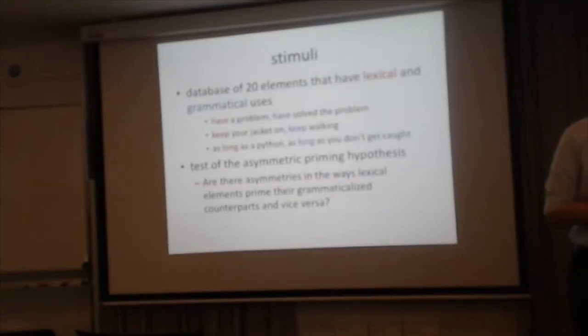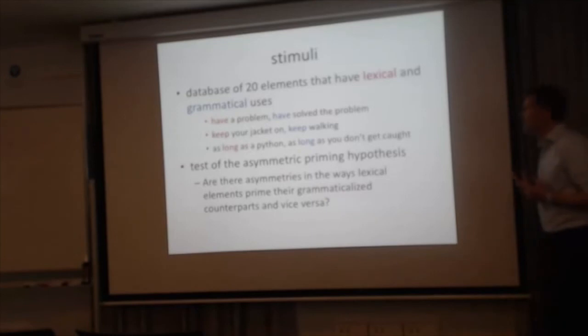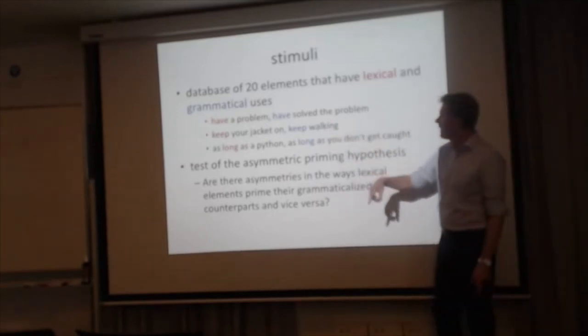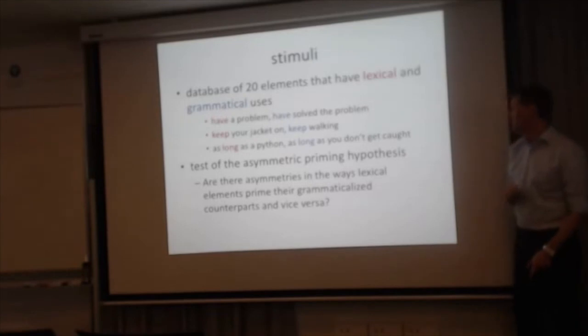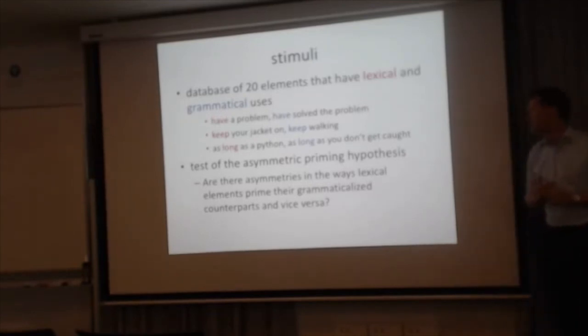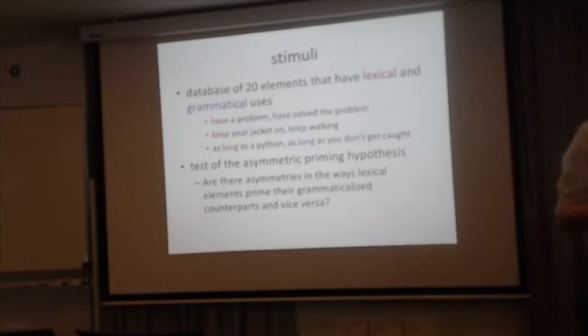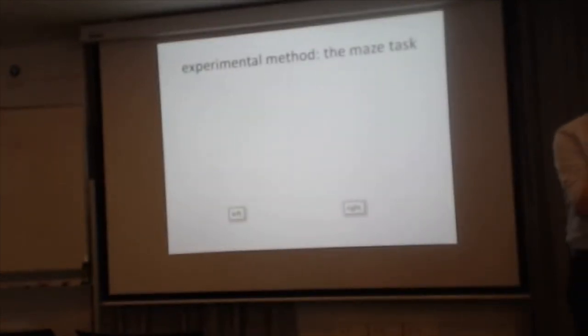And as a test of the asymmetric priming hypothesis, we wanted to find out whether between these pairs of items, the red and the blue, there are asymmetries in the ways lexical elements prime their grammaticalized counterparts and vice versa. Okay. For that, we needed an experimental paradigm that would allow us to investigate that kind of question. And something that we stumbled upon is a mixture of self-paced reading, which maybe you know, and a forced choice task. So because it's not so common as a paradigm, I brought you a little example.